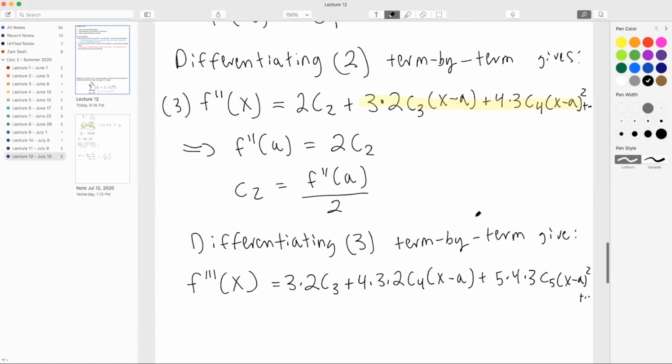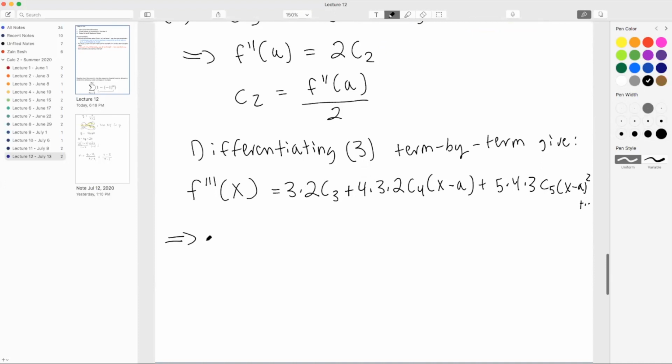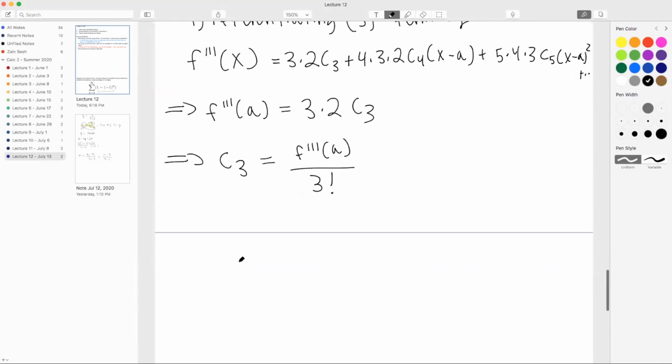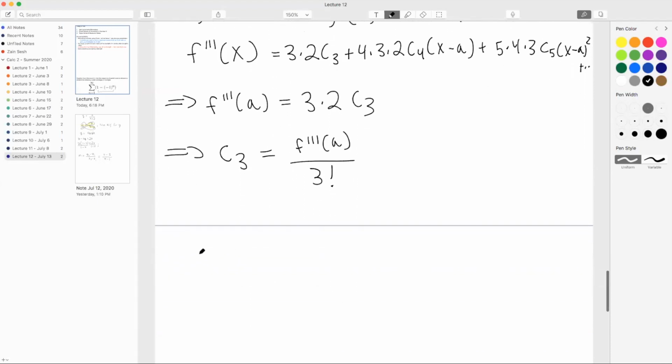Good. Now let's plug in x equals a. So f triple prime of a is nothing other than 3 times 2 C3. For the reasons as above, every summand vanishes. And now let me just solve this for C3. C3 will equal f triple prime of a over 3 factorial.